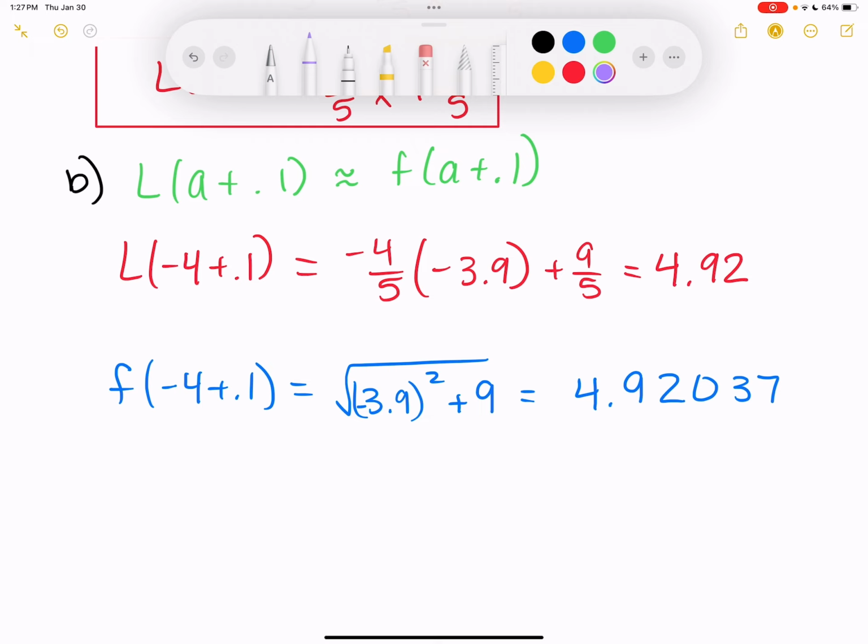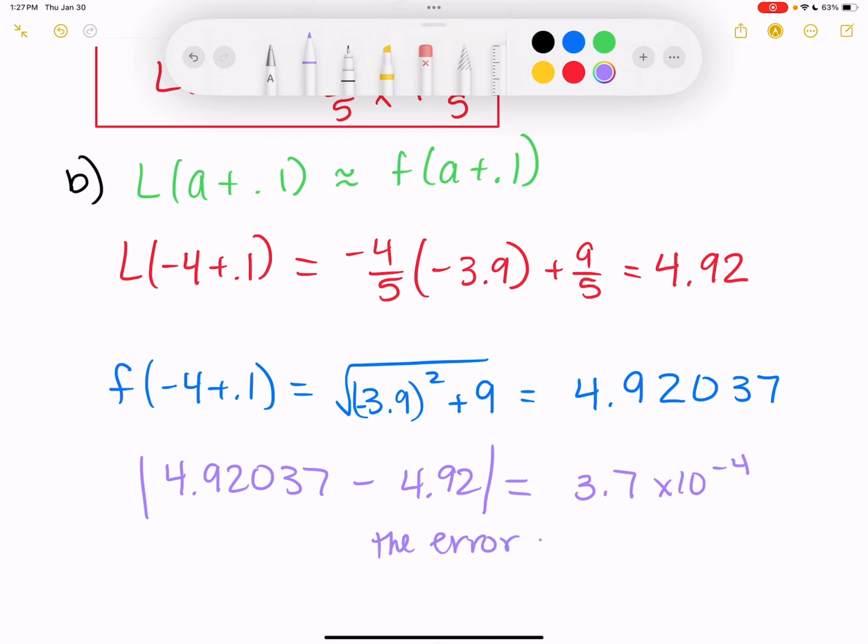The absolute value of 4.92037 minus 4.92 equals 3.7 times 10 to the negative 4. So what this means is the error is less than 10 to the negative 3. So, it's 1 less than whatever we actually get as our decimal.